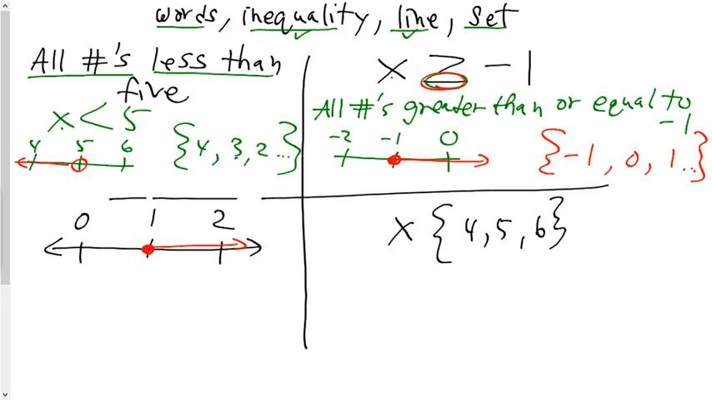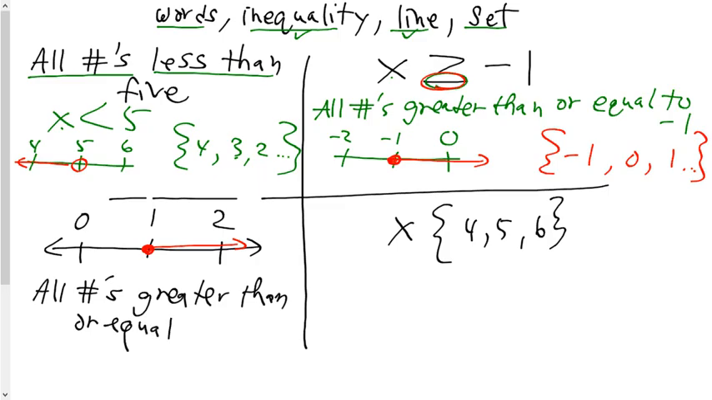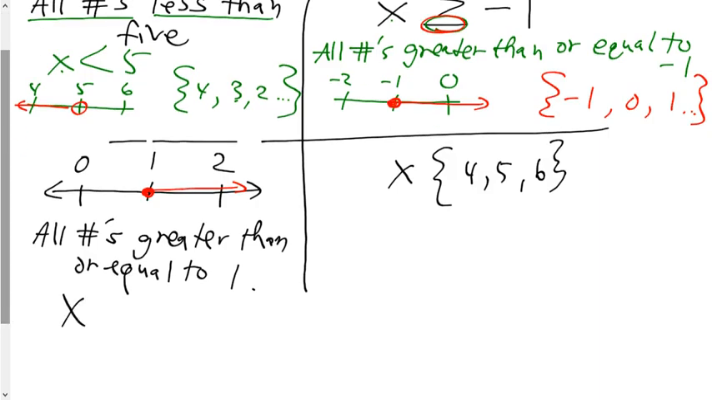Mike, what does it say? Good. Greater than or equal to. And Mike, just refresh my memory. How did you know it was or equal to? Because it was a closed boundary, that's right. All numbers greater than or equal to 1.